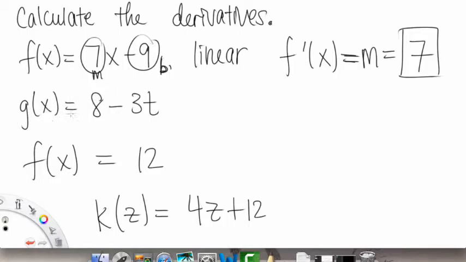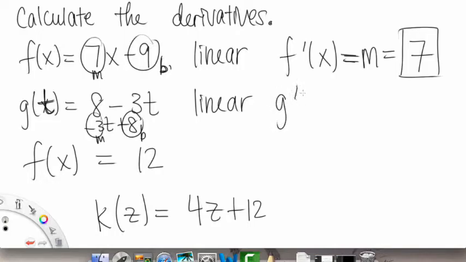So we see g of t is equal to 8 minus 3t. So again, this is a little bit flipped around, but it's still linear, okay? We could write this as negative 3t plus 8, so this will be in our mx plus b form, in this case, mt plus b. So m is negative 3, our b is a positive 8, and our variable is t, okay?